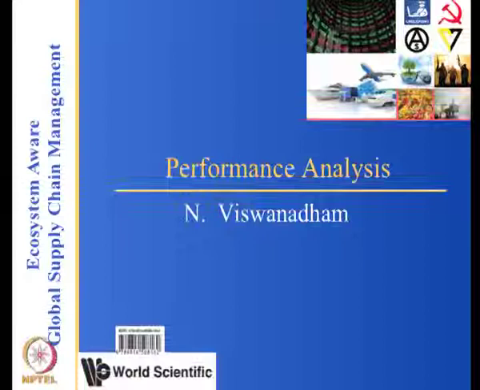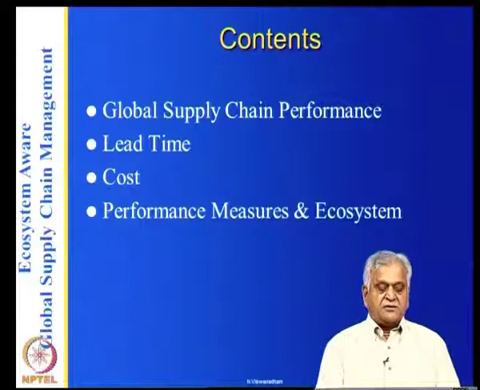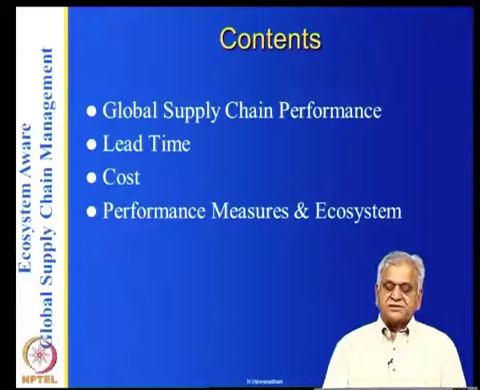Given a supply chain and the factors, how do the institutions, that is the government policies in various countries where the suppliers, the assemblers and the logistics providers are located, and also the delivery, the roads, the infrastructure, and the third party logistics providers, and the resources, their expensiveness, all contribute towards the performance? So this is where this becomes an important part of the ecosystem management. So we'll say, what is the global supply chain performance? We'll first mention the elements, and then look at the lead time, and then the cost, and look at the performance measures and the ecosystem.